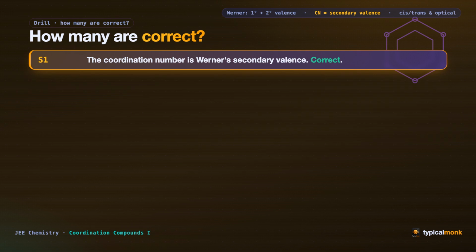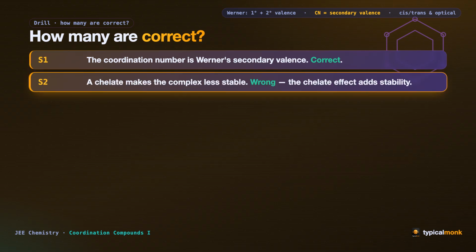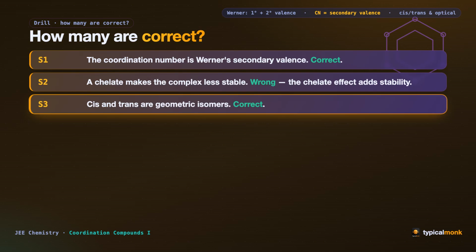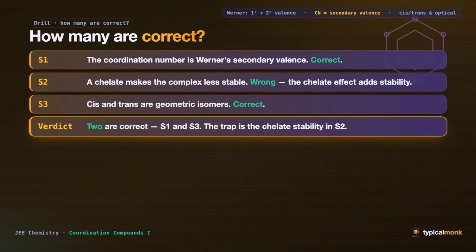Now, how many of these statements are correct? Statement 1. The coordination number is Werner's secondary valence. Correct. Statement 2. A chelate makes the complex less stable. Wrong. The chelate effect adds stability. Statement 3. Cis and trans are geometric isomers. Correct. So the answer is 2 are correct, statements 1 and 3. The trap is the chelate stability in statement 2.